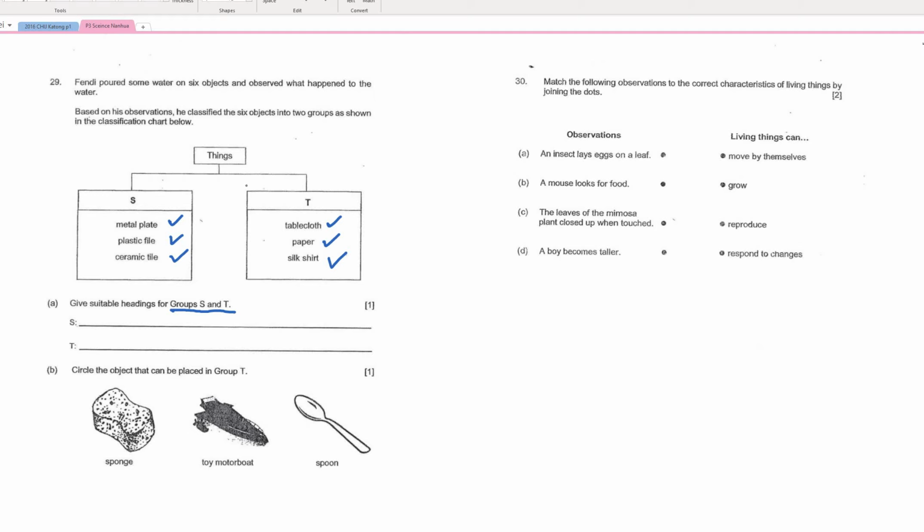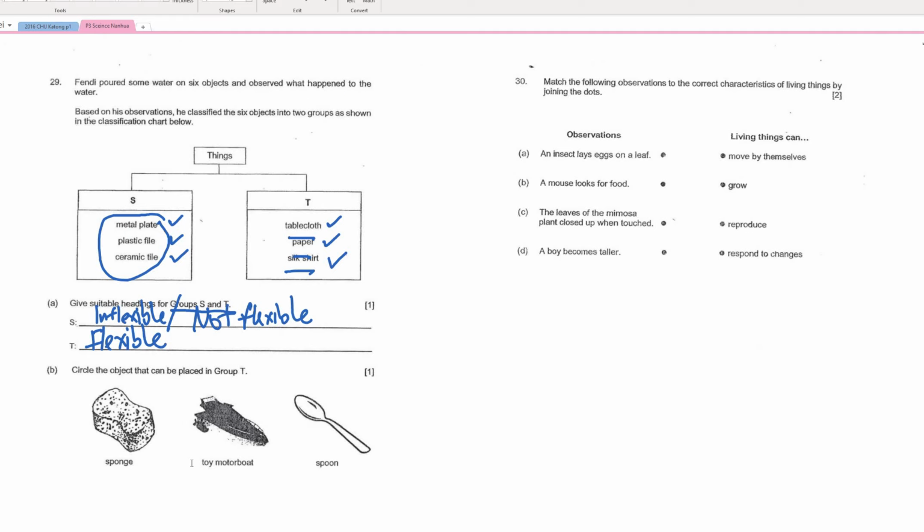If we take a look, for group S, all of these materials are not flexible. So they are inflexible, or not flexible. On the other hand, tablecloth, paper, and silk shirt, they all can be bent and thus they are all flexible.